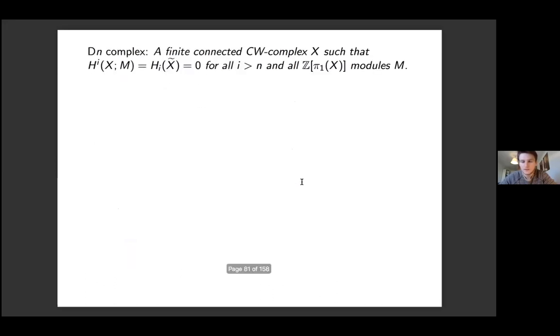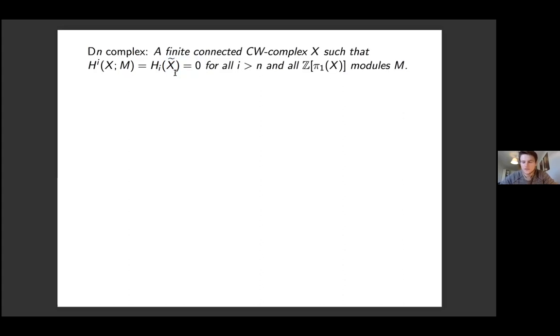Right. So now I'll get on to talking about Wall's D2 problem, which is an old open problem from the 1960s that links in with this story quite well. A Dn complex is a finite connected CW complex X whose cohomology in dimensions above n vanishes with respect to all Z[π1(X)] modules. You also have this other condition that the homology groups of the universal cover also vanish, which also follows from the stronger condition that all of the homology groups of X with all coefficient modules M also vanish.